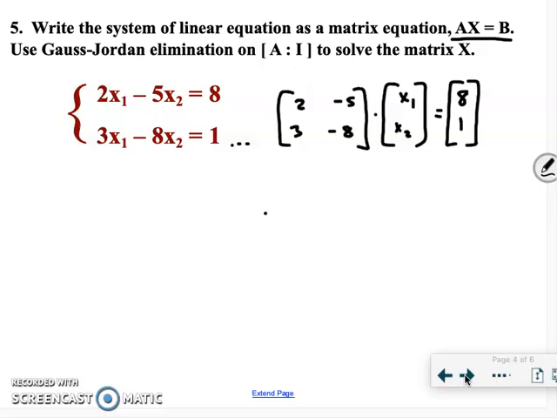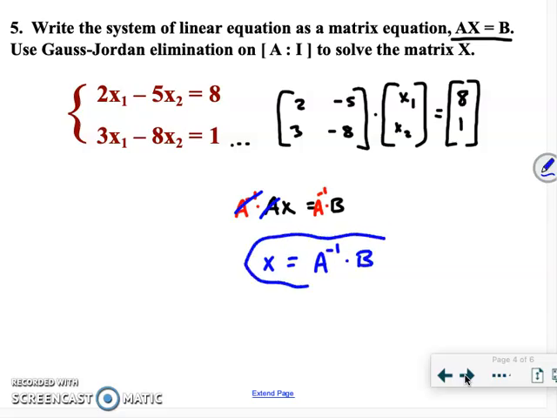But what we want to do is look back at what we've just created. A times X is equal to B. If the goal is to get X by itself, I can't divide by A, but I can multiply by A inverse. So that's what we're going to do, multiply by A inverse, which causes the cancellation. So now X is going to be equivalent to A inverse times B. This is what we're going to attempt to do.